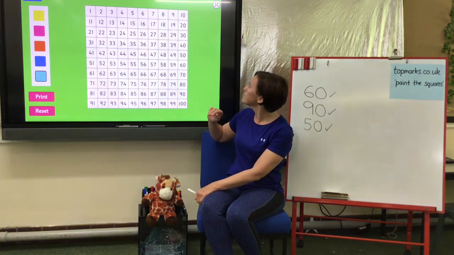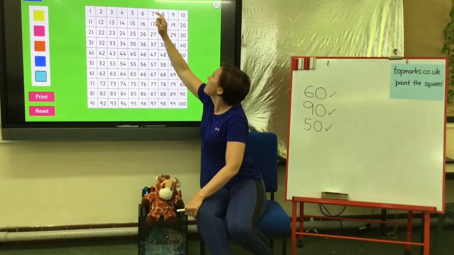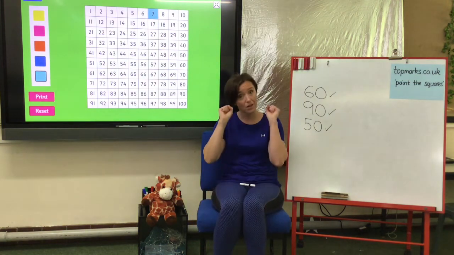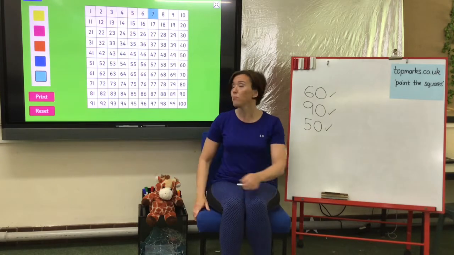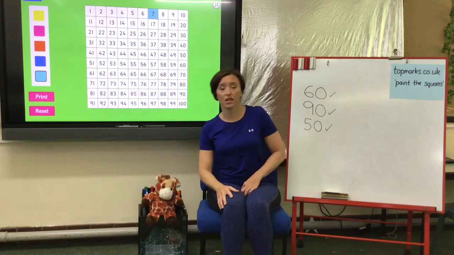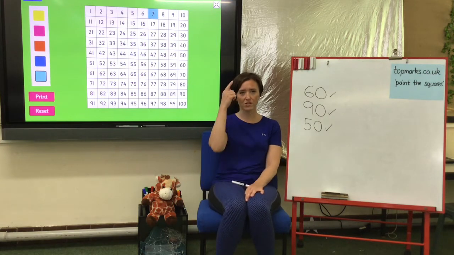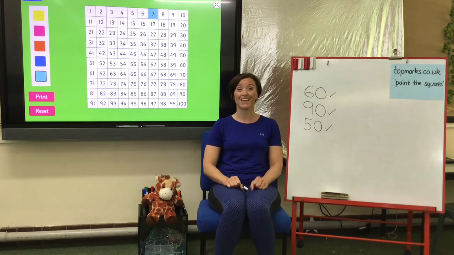I'm going to start from 7. Okay, so 7 is my starting number. So again, I'm going to count in steps of 10, but this time I will be starting from 7. Okay, so ready? So I've got 7 in my head, and then I'm going to count on 10 more. Ready?